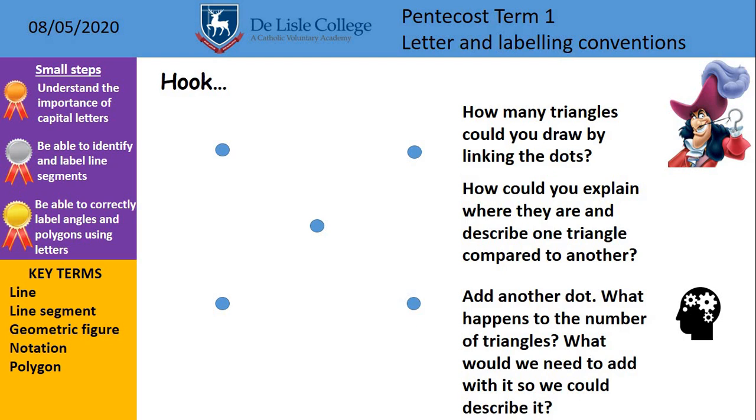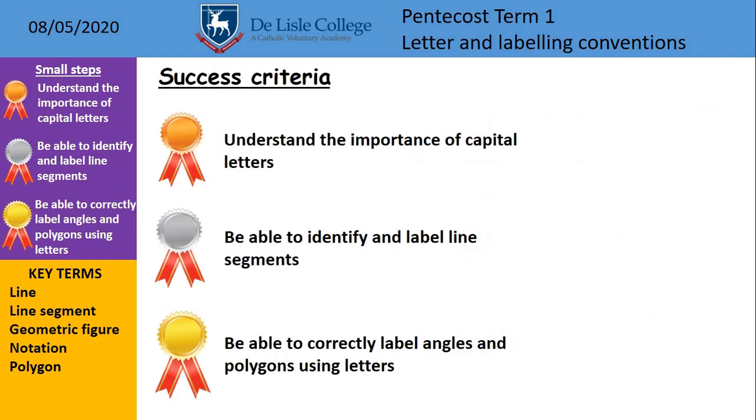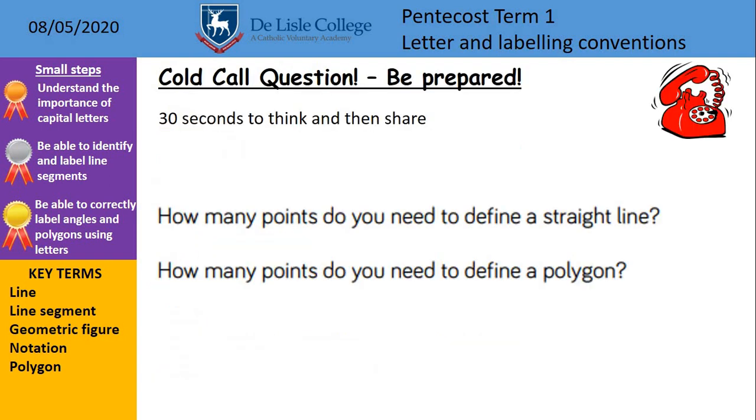So we're going to build on this, how we're going to label these types of diagrams to make things a lot clearer today. So we're going to understand the importance of capital letters, be able to identify and label line segments. There's going to be quite a few definitions as well, and be able to correctly label angles and polygons using letters. So first up, have a think here. How many points do you think you need to define a straight line? And how many points do you need to define a polygon?